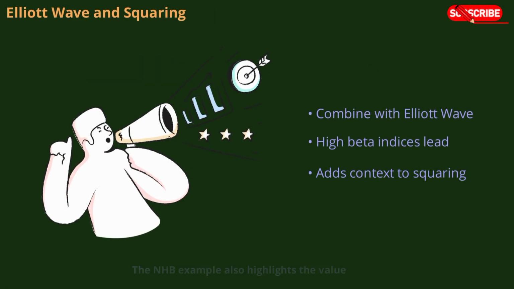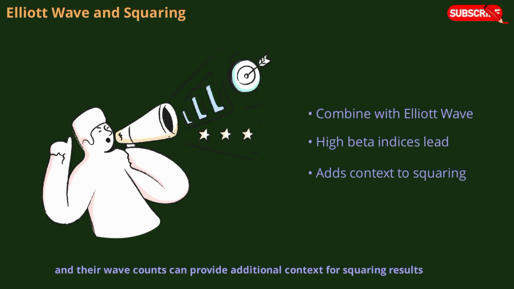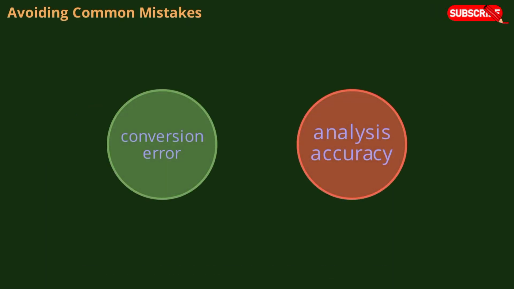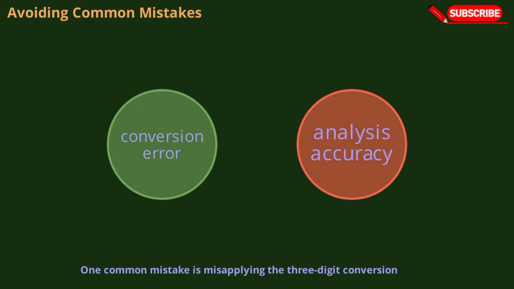The NHB example also highlights the value of combining squaring with Elliott wave analysis. High beta indices often lead the market, and their wave counts can provide additional context for squaring results. Integrating multiple technical tools enhances your market perspective. One common mistake is misapplying the 3-digit conversion. Always check whether you're working with a fixed price or a price range before converting. Using the wrong method can skew your results and lead to missed opportunities or false signals.